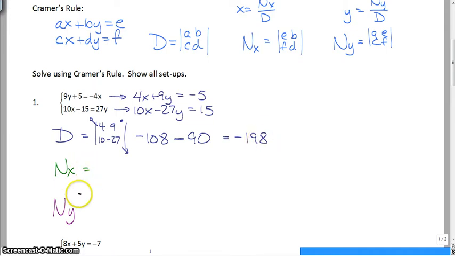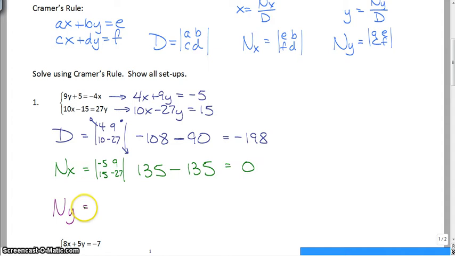Now we're going to go do it with x. So remember, since we're looking for x, we're going to replace the x coefficients, the 4 and 10, with our negative 5 and our 15. And we're going to keep our y's because we just want to solve for x right now. Do the same thing. Negative 5 times negative 27 is going to give us a positive 135, minus, come back up here, 9 times 15 is 135. So that's equal to 0. So NX is equal to 0.